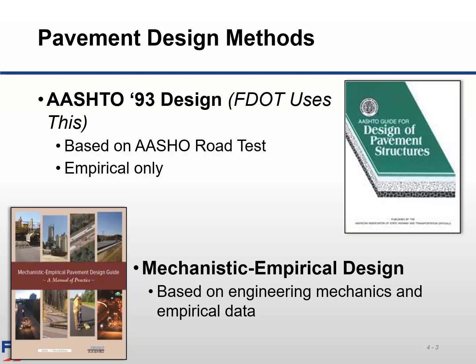The results of these tests were used to develop the AASHTO Guide for Design of Pavement Structures, which we're still using today. So since the guide is based completely on the observations of the road test, we know that the AASHTO 93 method is empirical only.